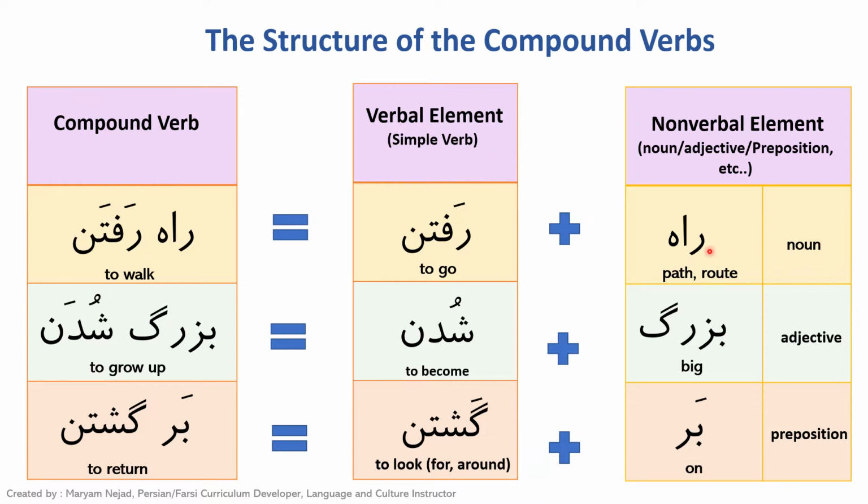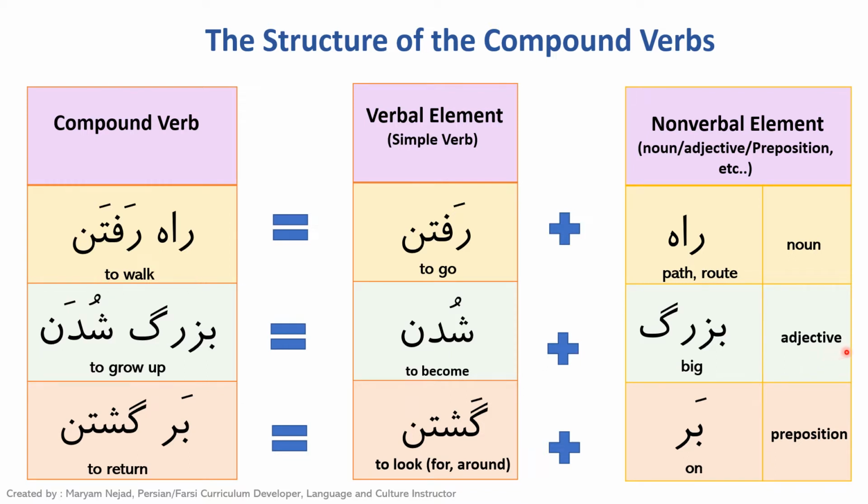For example, here we have the noun rah, which means path or route. And then the verbal element is raftan. Raftan is a simple verb and it means to go. So these two, the noun راه and the simple verb رفتن, when they are put next to each other, form a compound verb, and the meaning is to walk.